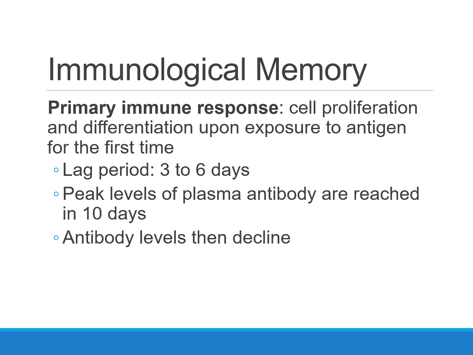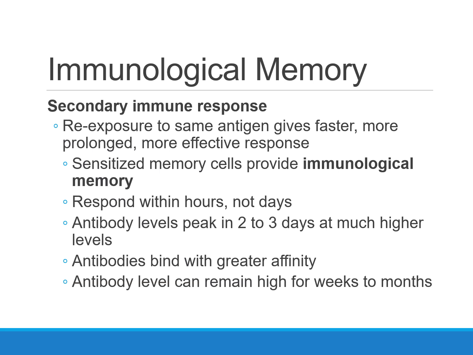Primary immune response is when you have the proliferation and differentiation after you've been exposed to an antigen for the first time. This has a lag period of 3 to 6 days. You reach the peak level of your plasma antibody in about 10 days, and then the antibody levels start to decline. Secondary immune response is when you come in contact with that same antigen later. It could be months later, it could be years later, but you have an immune response, but it's much, much quicker, and therefore you rarely get sick in that event.